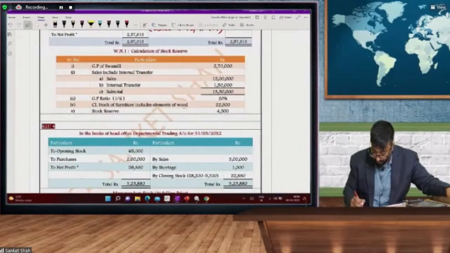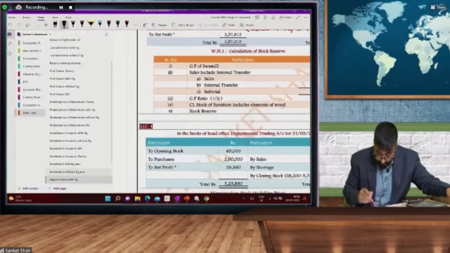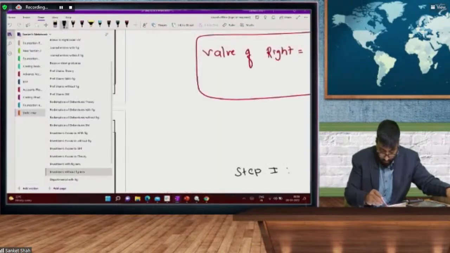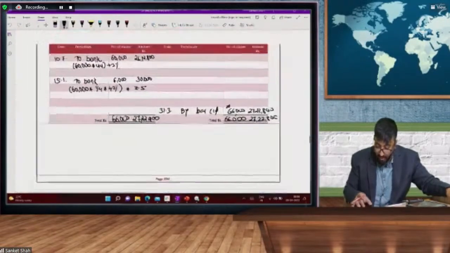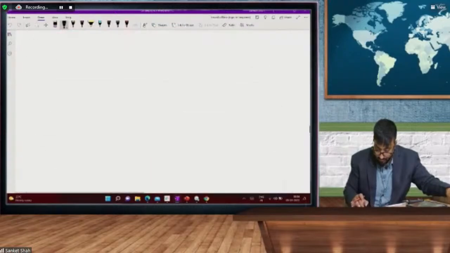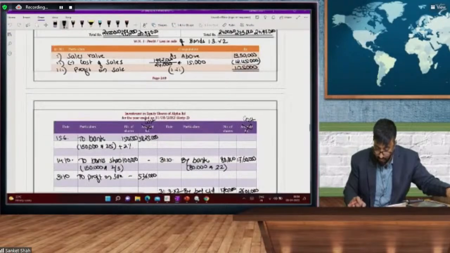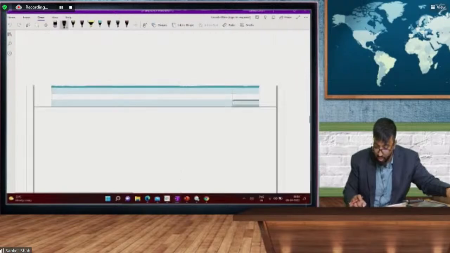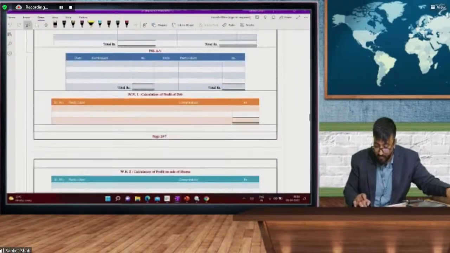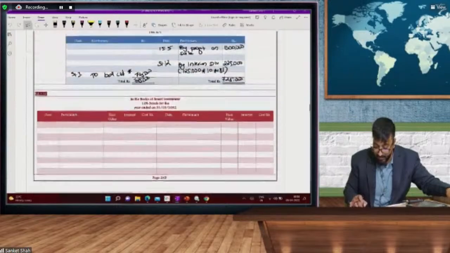Yes, beta, you can see. Opening stock, I will take it on 2 pages. In the exam also you can use 2 pages. Left hand side debit, right hand side credit.